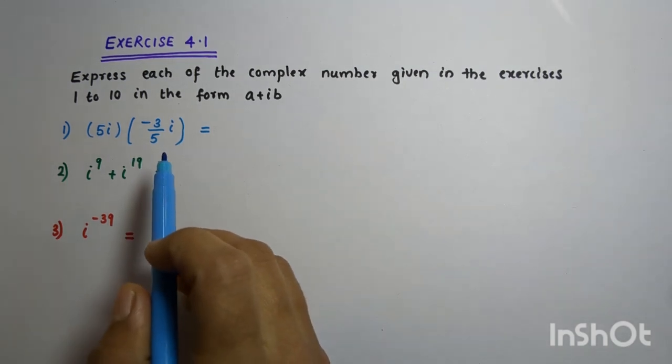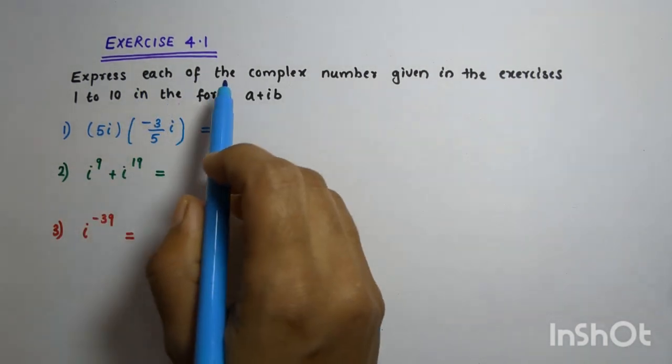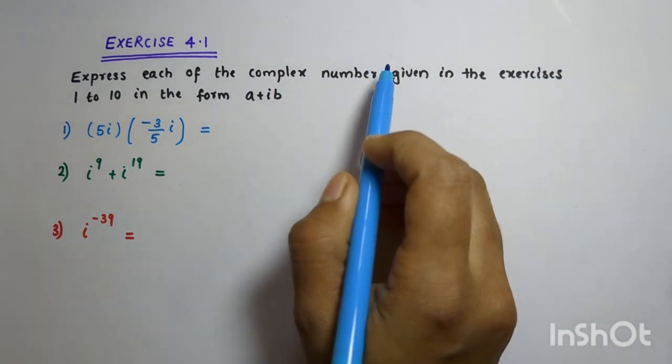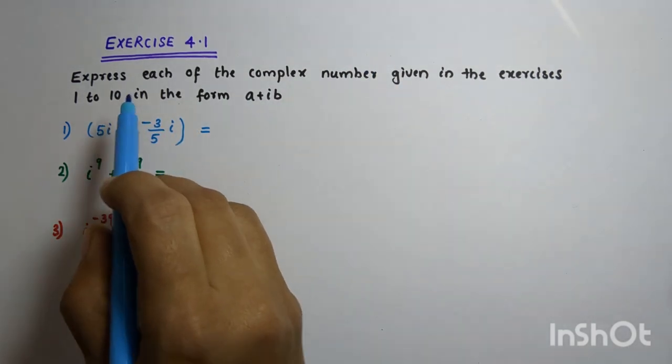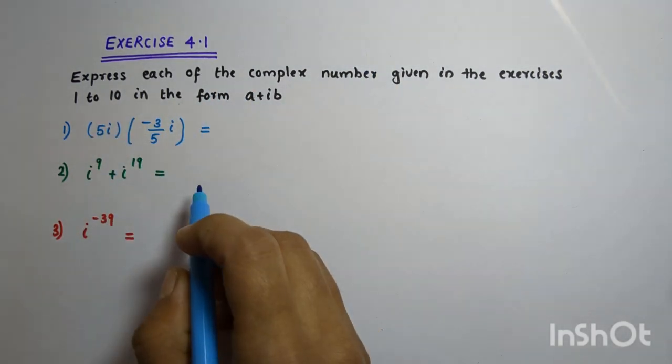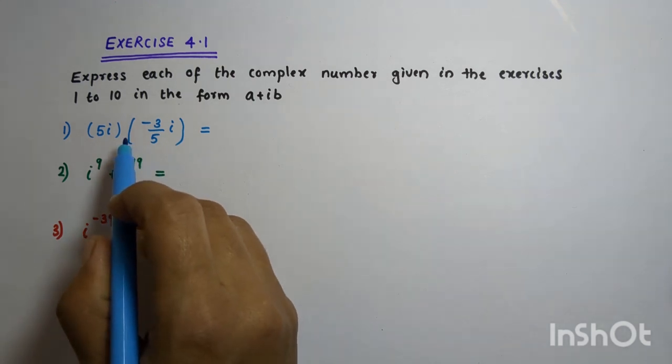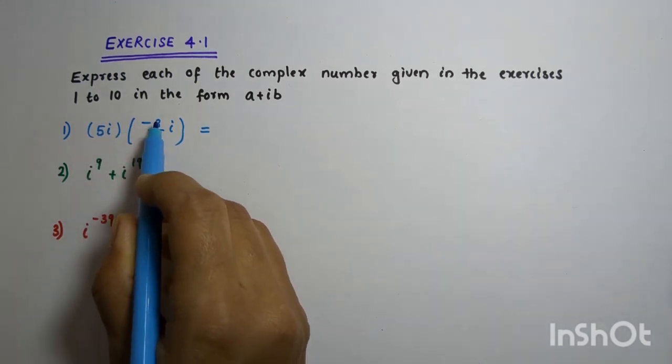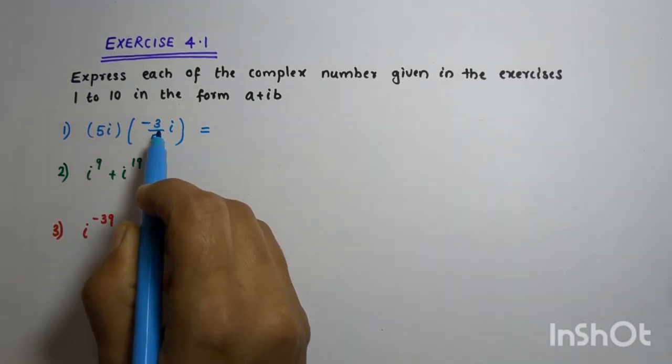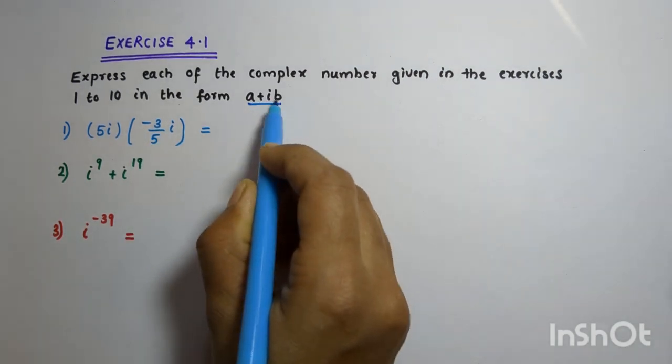So here the exercise question is: express each of the complex numbers given in exercises 1 to 10 in the form a plus ib. So let us see the first question, 5i into minus 3 by 5i. We want to express this in the form a plus ib.